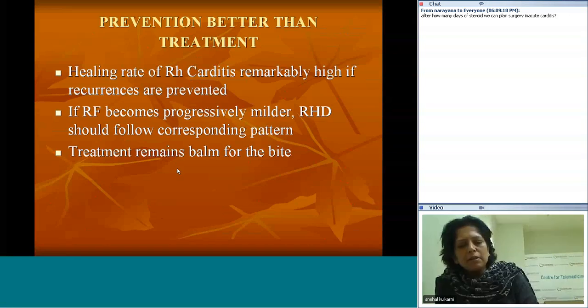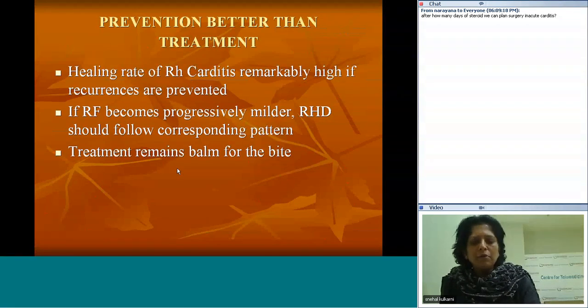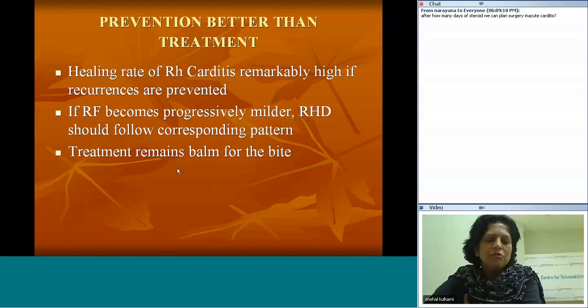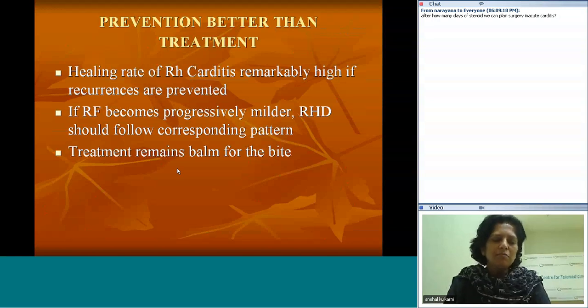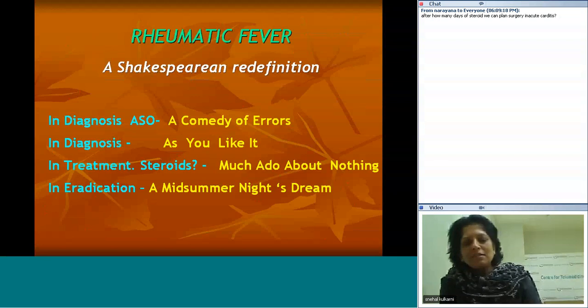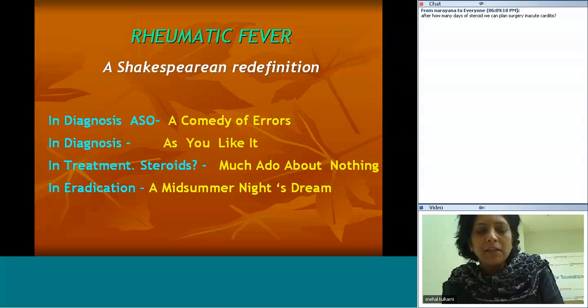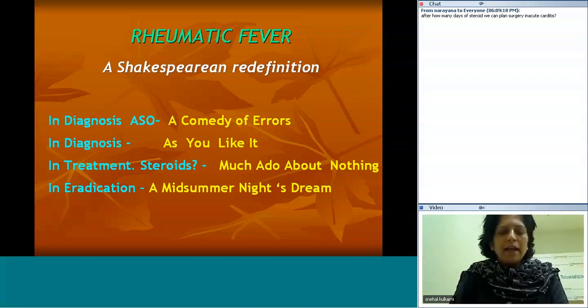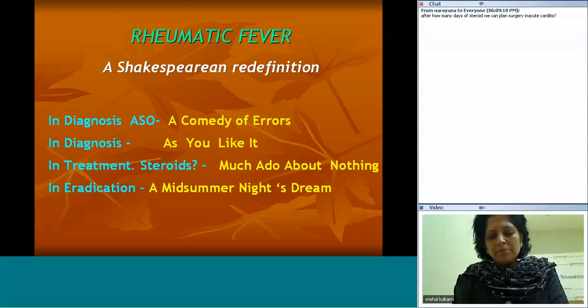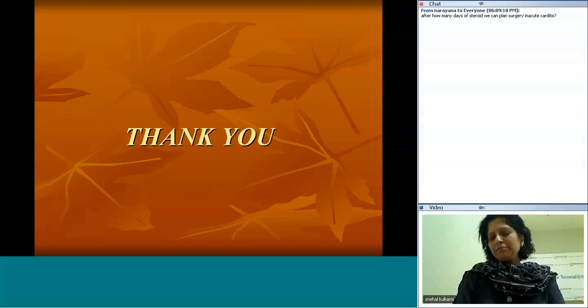Healing rate of rheumatic carditis is remarkably high if recurrences are prevented. If rheumatic fever becomes progressively milder, rheumatic heart disease should follow corresponding patterns. And actually, if you just try to treat the rheumatic fever part of it, there is not much treatment beyond aspirin and steroids, with balm for the bite. So at the end, as I said, rheumatic fever is a Shakespeare's redefinition. The diagnosis of rheumatic fever is actually a comedy of errors. Diagnosis, as you like it. In treatment, much ado. And in eradication, a midsummer night's journey. Thank you very much.